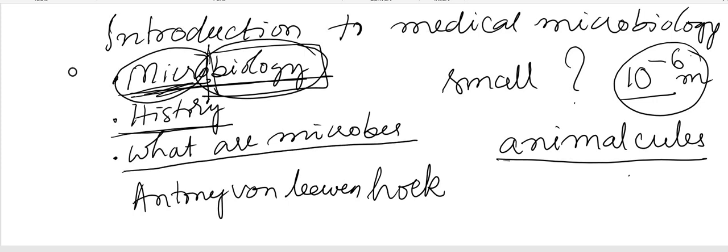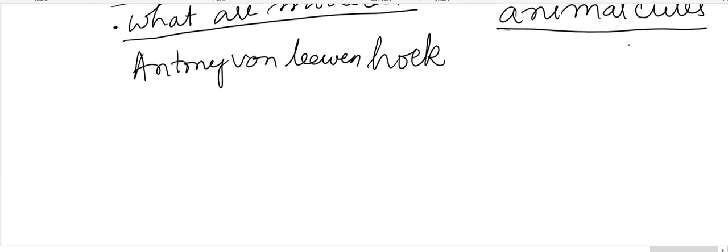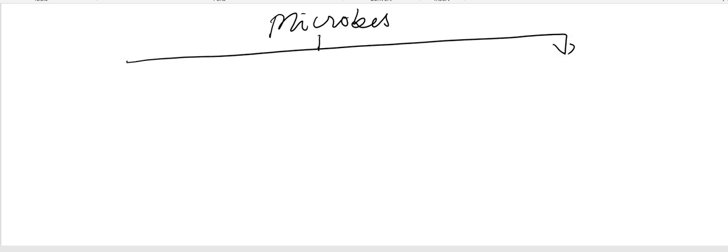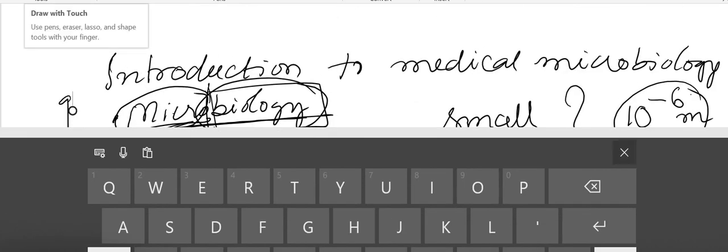What are the microbes we are going to study in medical microbiology? Microbes included in microbiology: for our convenience of understanding, I will divide them into two groups. What are those two groups? Number one, I will name it acellular.